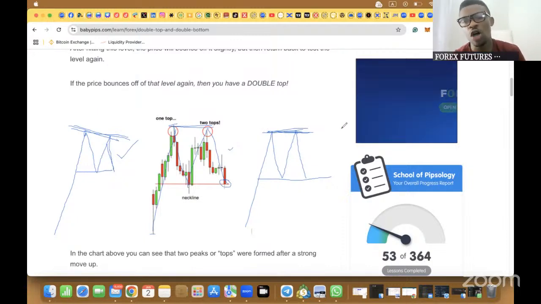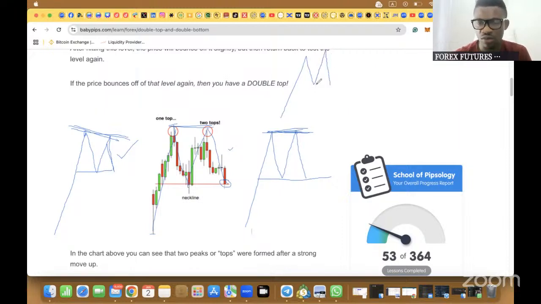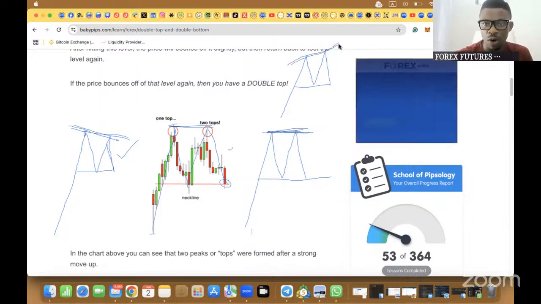Then there is also another one which looks like this. The move starts, then the first top forms, the neckline forms, the second one goes above, then the fourth move comes to the neckline. So this is also another type of double top. But in this case, the tops are not aligning. It's slanting upward. So that is another type.